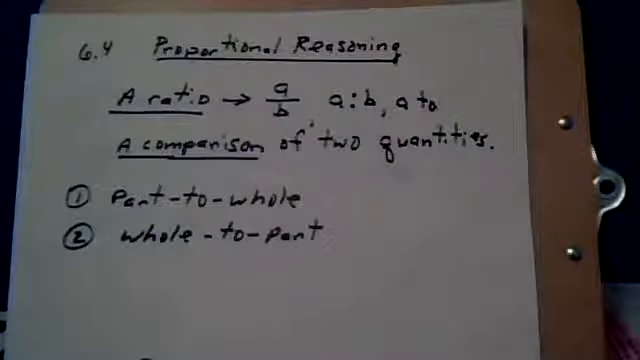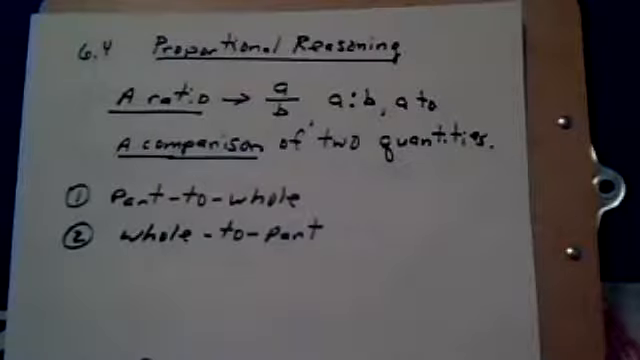Proportional reasoning. To get to the idea of proportion, we have to start with the idea of a ratio first. A ratio is a fraction-looking thing. If you notice, it's a ratio. And you could use it for comparison. You could write it three different ways.